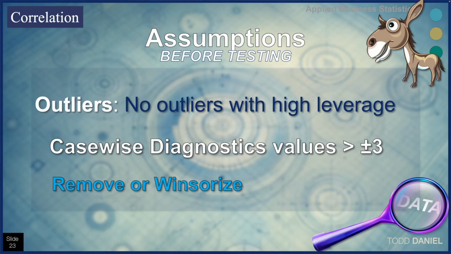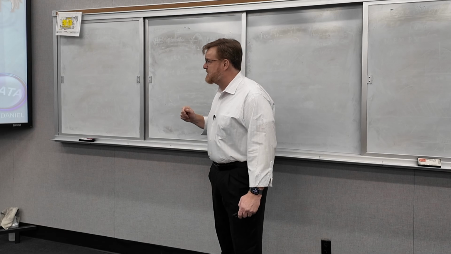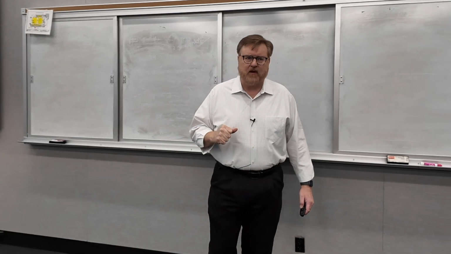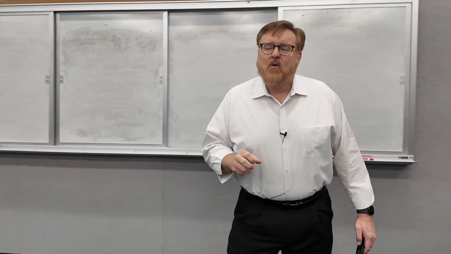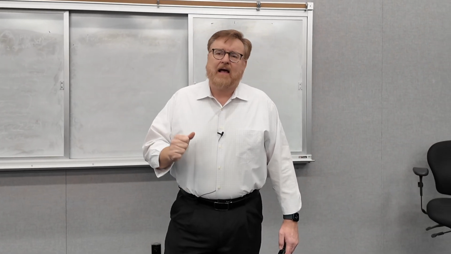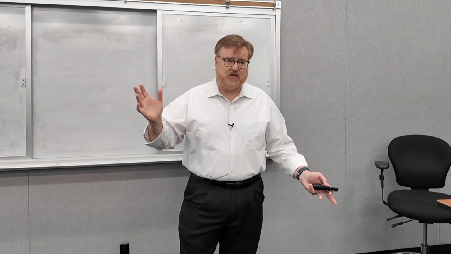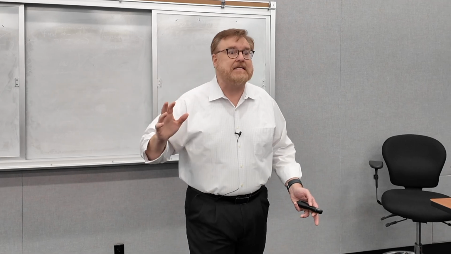The assumptions that we test before we do our correlation would begin with making sure that we don't have outliers. No outliers with high leverage values. There's one way to check for this, which is called case-wise diagnostics. That's something that we created with our stats software. We're looking for minimum and maximum values that exceed 3 or -3. That is really reflecting standard deviation. So more than 3 standard deviations, that's a pretty different type of value.